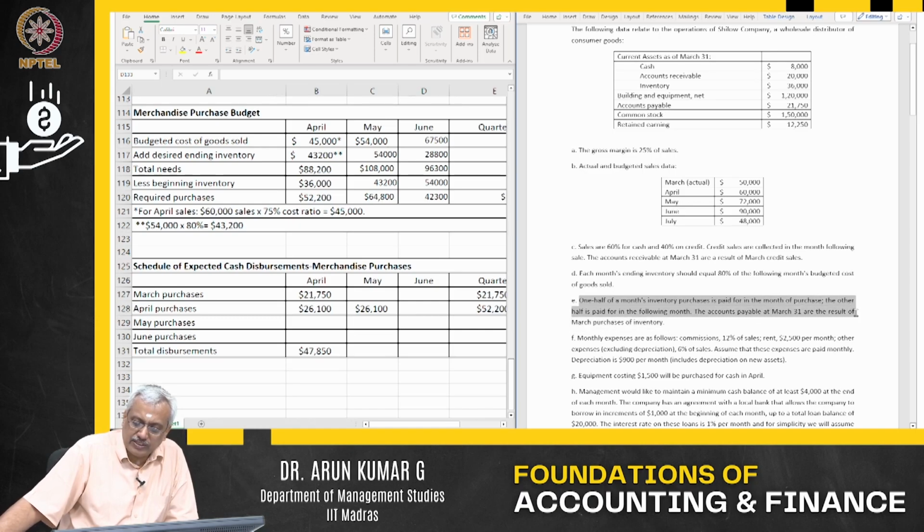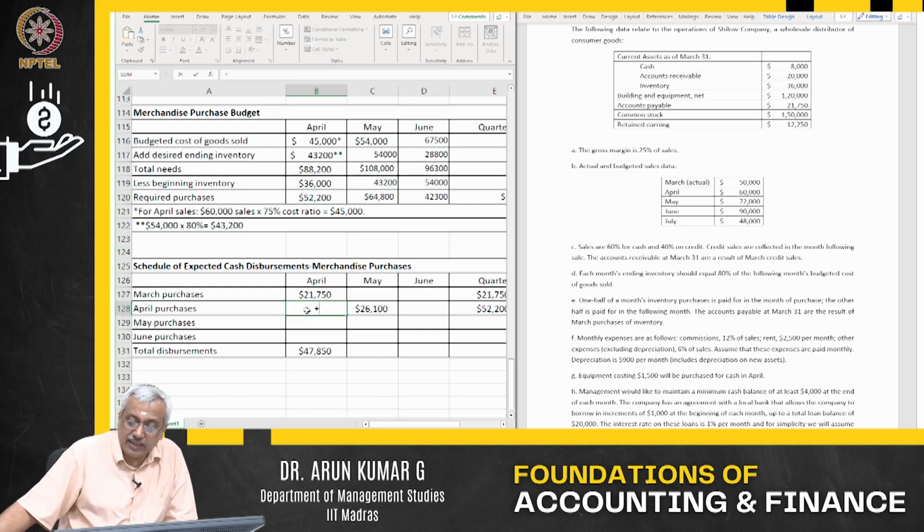The accounts payable of 31st March is a result of March inventory purchases. Now, what is the March purchase? What is the accounts payable as on the balance sheet out here? Accounts payable is 21,750. I pay off it. What is April purchase? 53,200. Half of it is what I pay. That is what it clearly says.